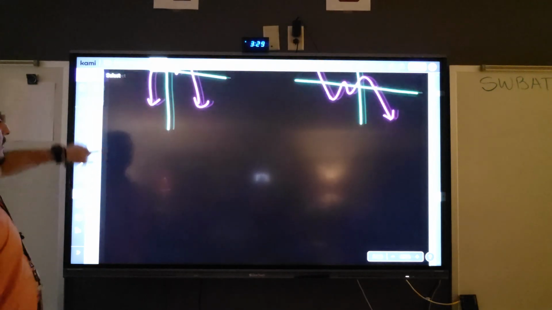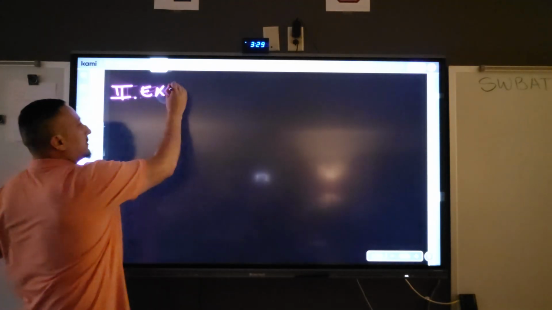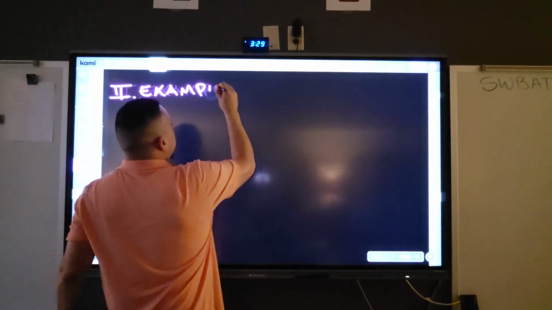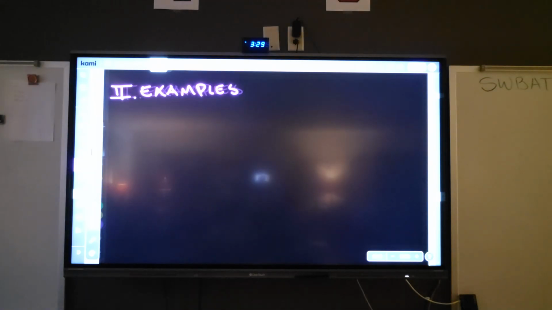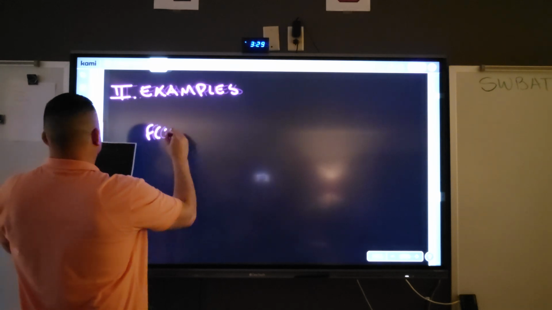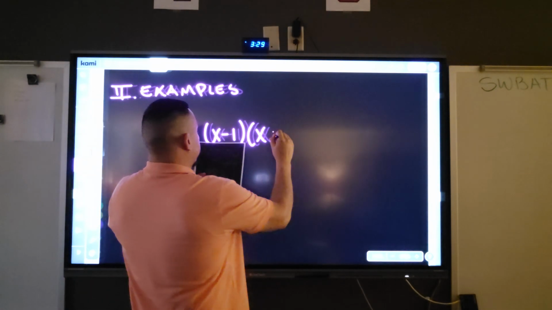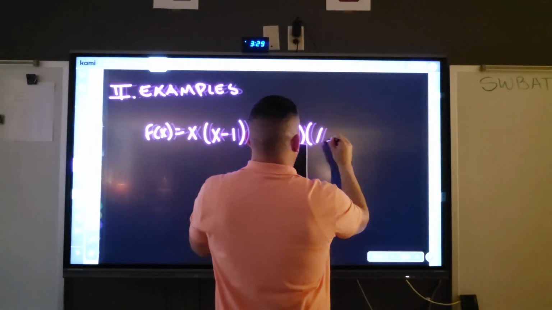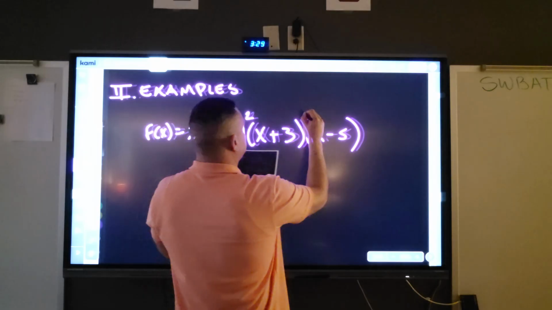Let's keep adding then. Part 2. Let's get to the examples. Okay, so here's the first one we're going to graph. Okay, we're going to put all the pieces together on this one. So let's do f of x equals x, x minus 1, x plus 3, x minus 5. Oh, the powers. Let's do a 2, 3, 4.